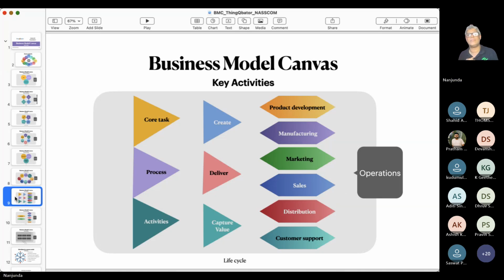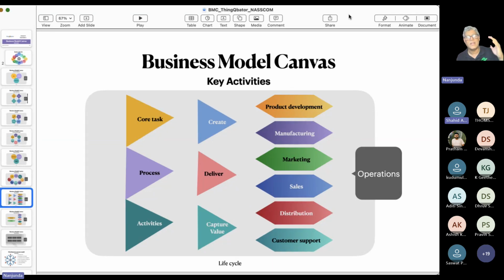Some of this would have been there on the lean canvas, not all of it, correct? Only a few, I guess. It's just that it is broken down in a little more detail, but overall you understand the key activity in this sense, in terms of core tasks and process activities, and then create, deliver, capture value. So what is essential is that you need to break down every activity from a point of creating, delivering, and value capturing, because you cannot afford to leave out.